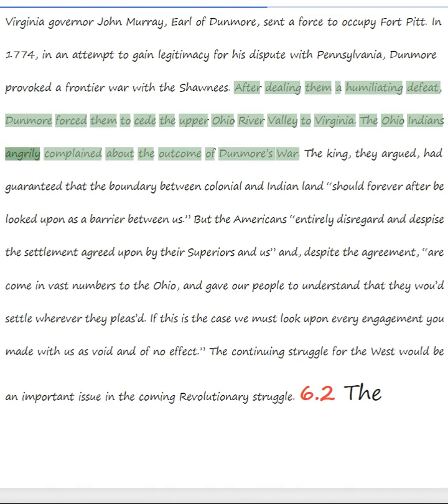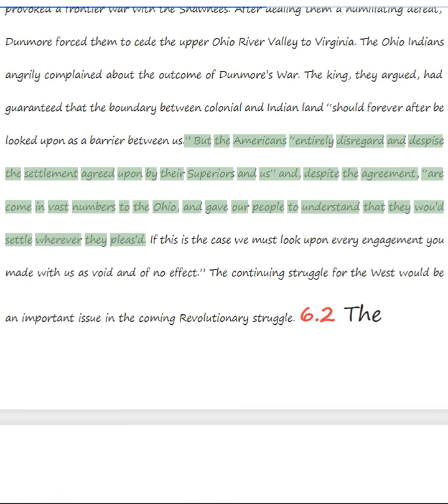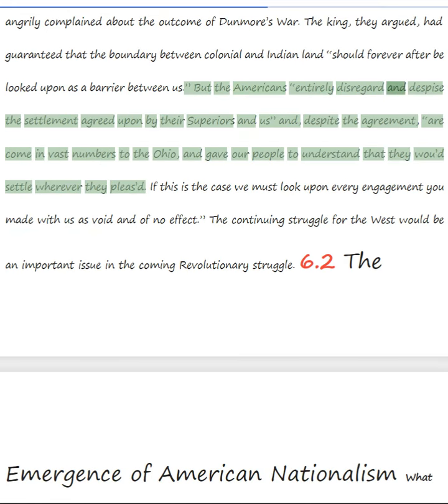The Ohio Indians angrily complained about the outcome of Dunmore's War. The king, they argued, had guaranteed that the boundary between colonial and Indian land should forever after be looked upon as a barrier between us. But the Americans entirely disregard and despise the settlement agreed upon by their superiors and us, and, despite the agreement, are come in vast numbers to the Ohio, and gave our people to understand that they would settle wherever they pleased.